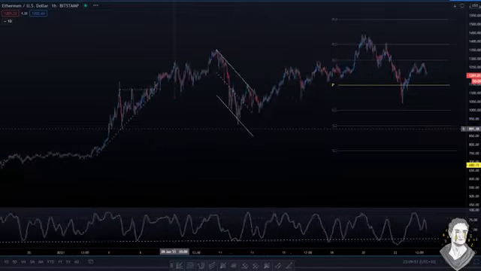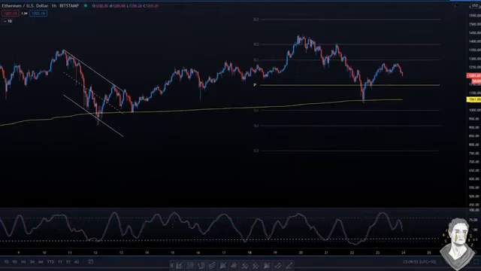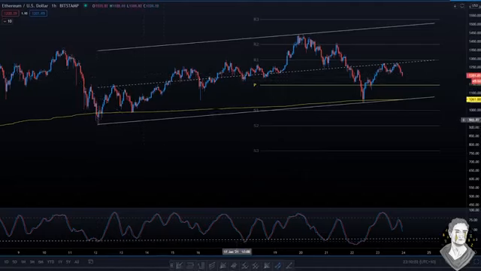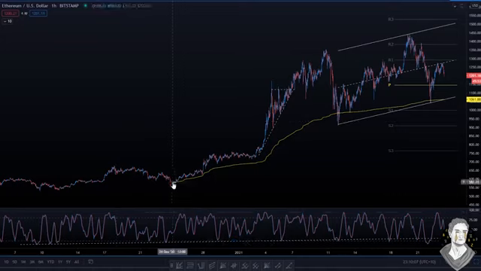But if we zoom out a little bit more here, we can see that we are actually in a larger consolidation as well for Ethereum. So this would be the channel that I would be going off for Ethereum, as it has been respected quite well from what I can see here. I'd have to take a look at it a little bit more, but we did come back to our anchored VWAP, it does seem as well.